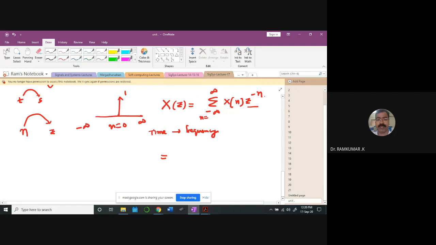But the signal exists only for n equal to 0. Therefore, you directly write x of 0 z power minus n for n equal to 0. Then z power 0 is 1, so we're going to have x of 0 also as 1. Okay, this is your x of n. Is it clear? So easily you can compute the corresponding Z transformations for various standard signals.